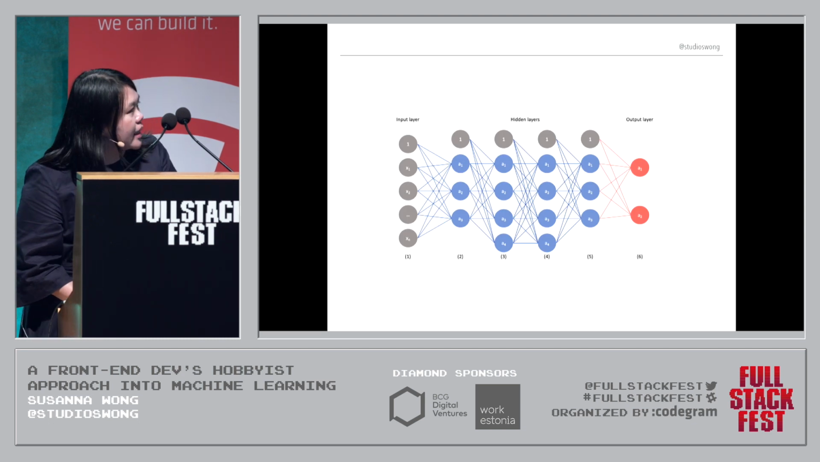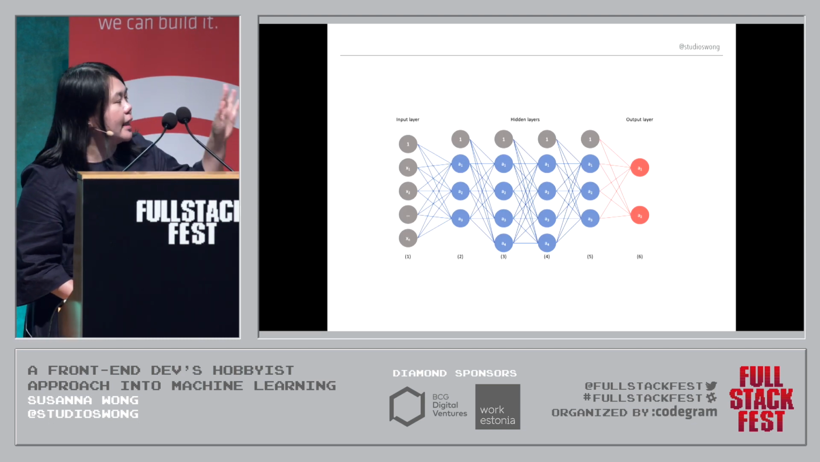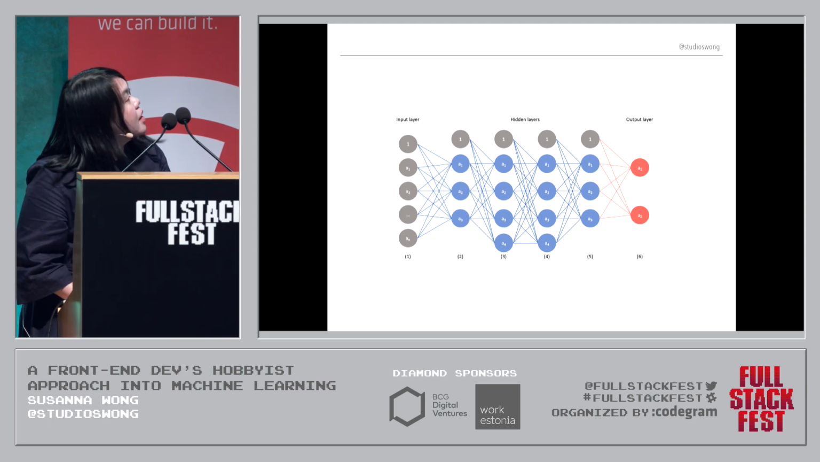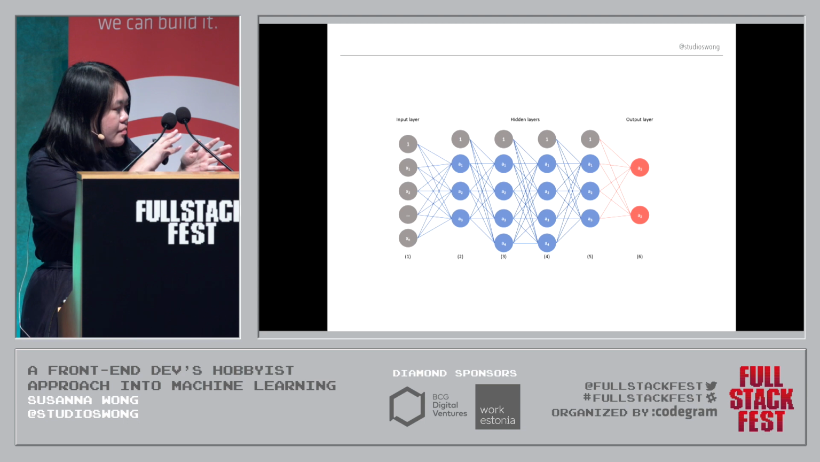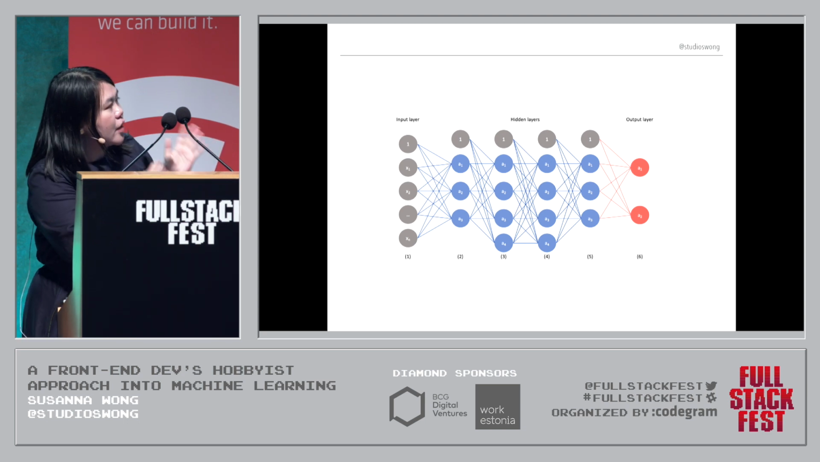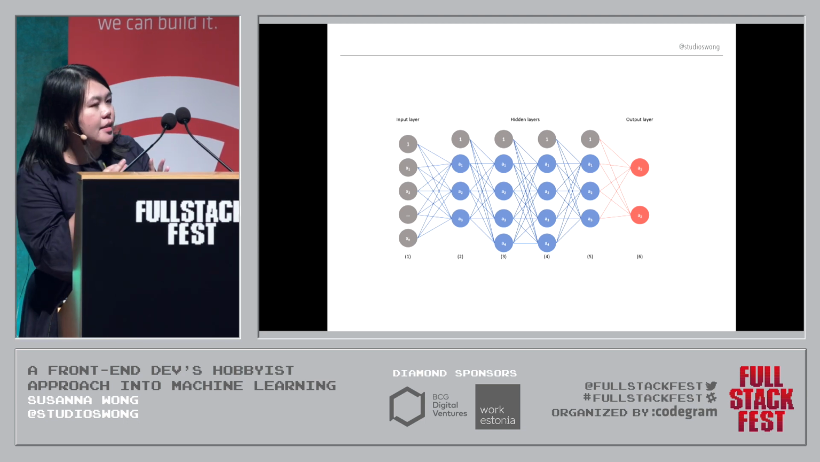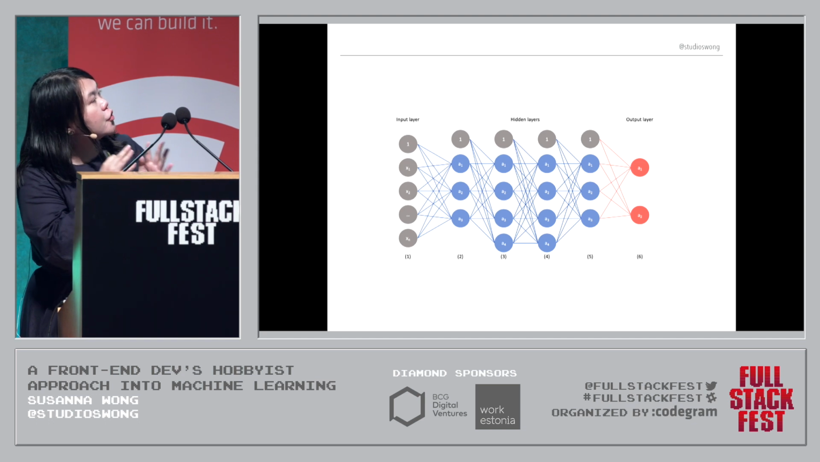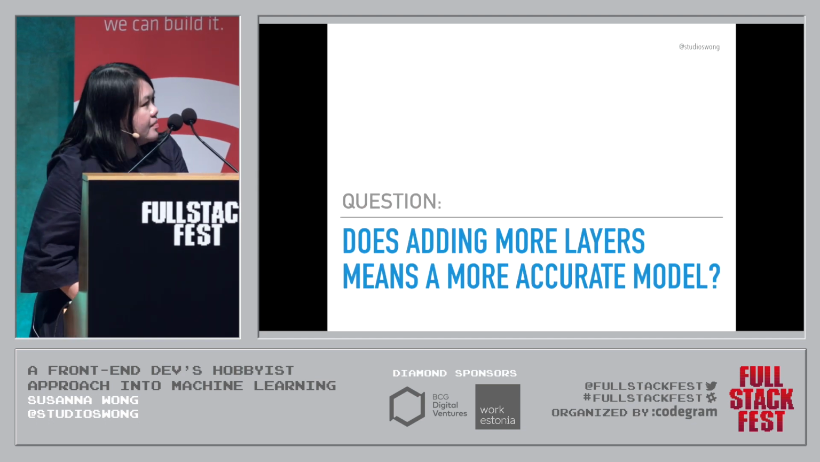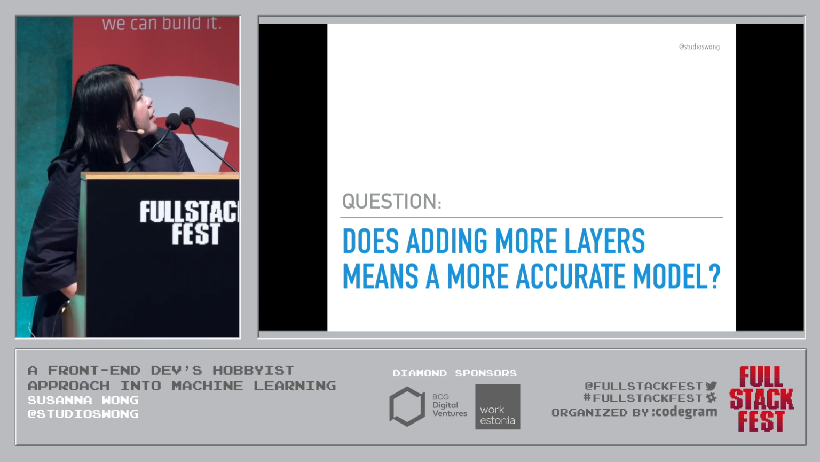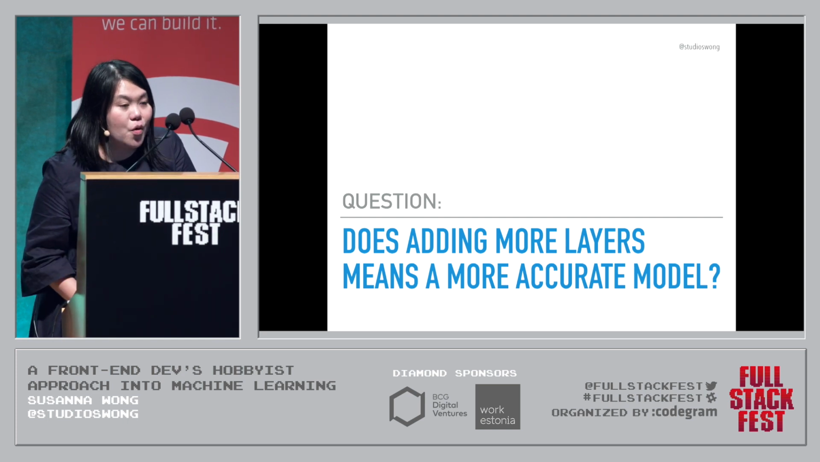And this is a brief anatomy of a neural network, meaning that you have an input layer, which is all your feature data. You pass them through a series of what they call hidden layers to learn your output layer. So question: does it mean that if we put more layers in it, you would have a more accurate model?